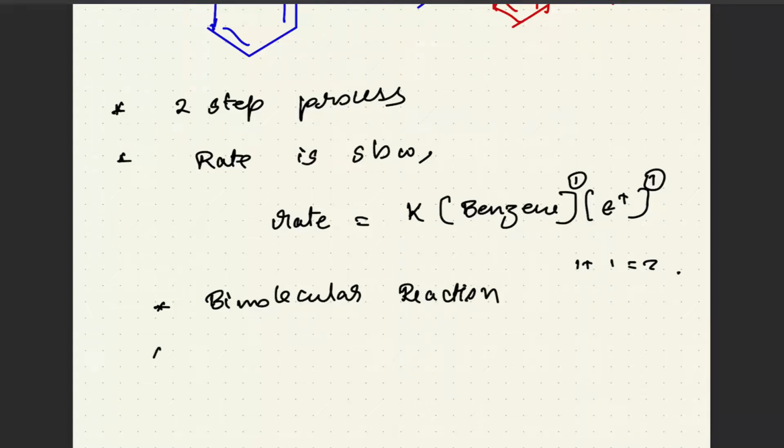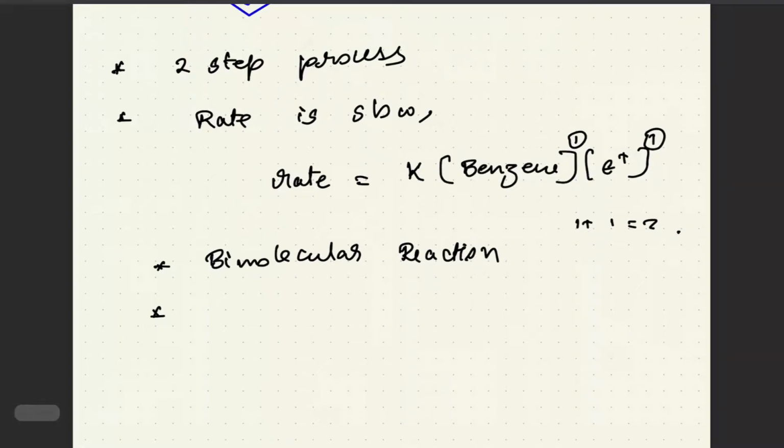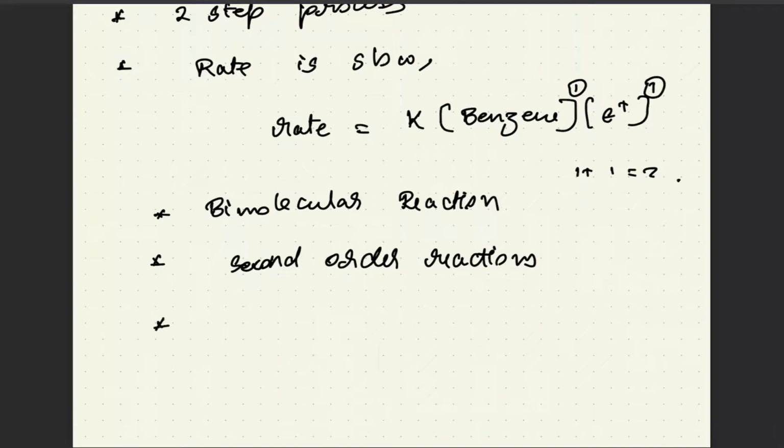As I told, the rate of reaction is the rate constant times the concentration of benzene times the concentration of the electrophile. So this turns out to be a second order reaction, and I'm talking about the kinetics of this reaction. This involves two transition states, as you have seen, and the reaction is an exothermic reaction.